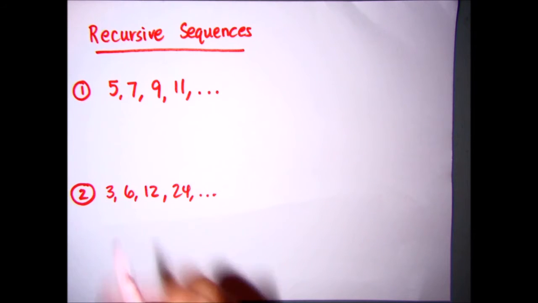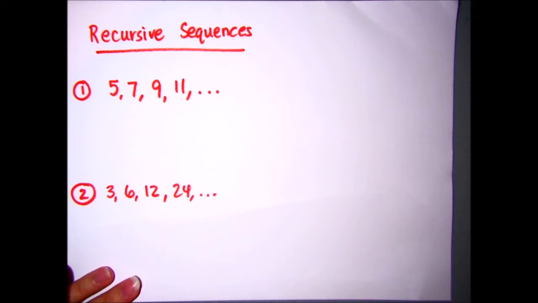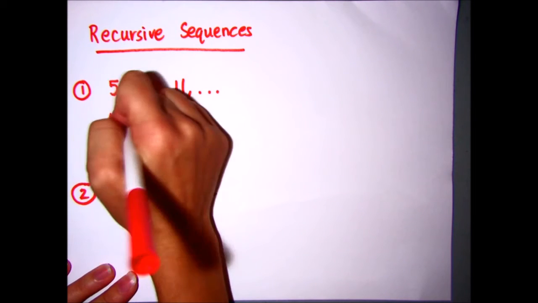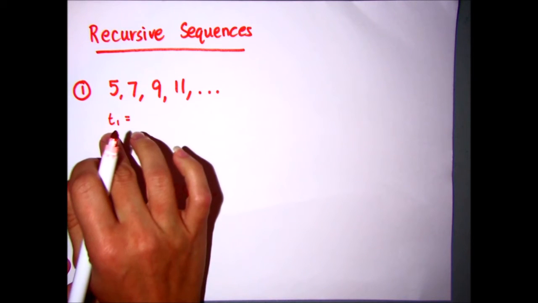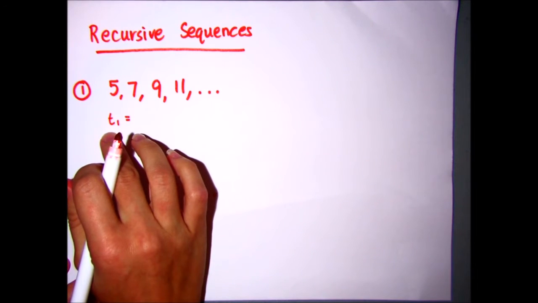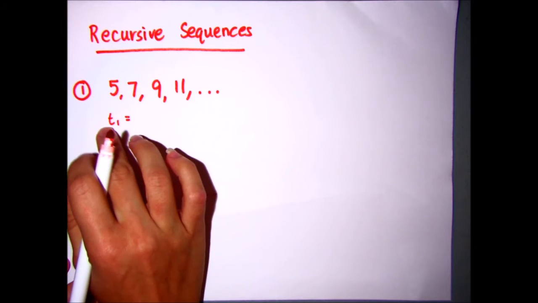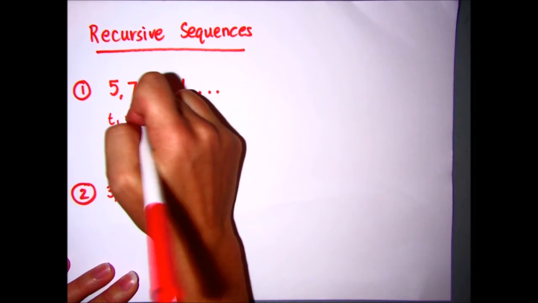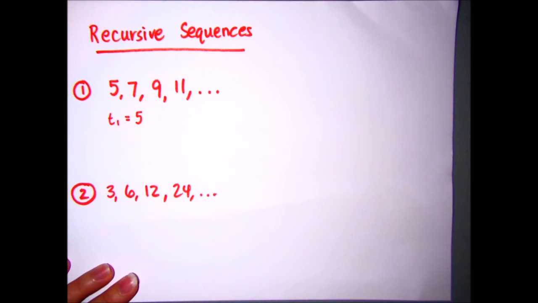Whenever you write a rule for recursive sequences, you have to have it in two parts. The first part is you have to tell me the first term. Now this should look different because we're using the letter T, which is typically used when we do recursive sequences. So the first term is equal to 5. That's the first part of the rule.